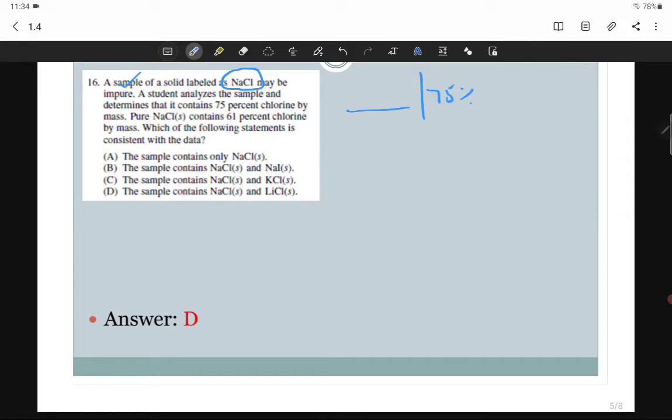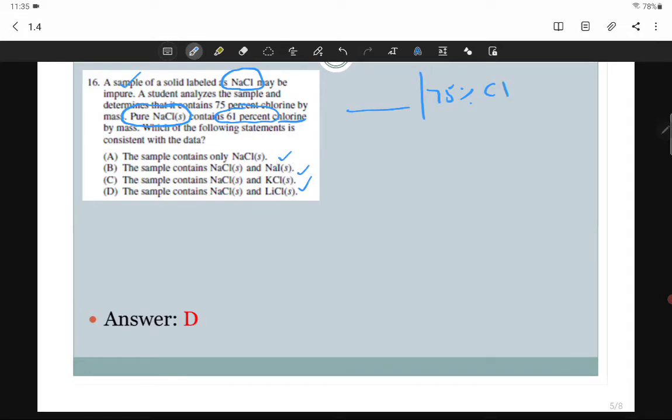75%, well, actually it could have a whole bunch of chemicals, but 75% of it is chlorine and the rest is something else. So when they looked at pure salt, NaCl, it only has 61% chlorine. So that means that this material has more chlorine percent-wise, mass percent-wise, than pure NaCl. So what would be able to give something a higher percent of chlorine? Well, it looks like we have some choices.